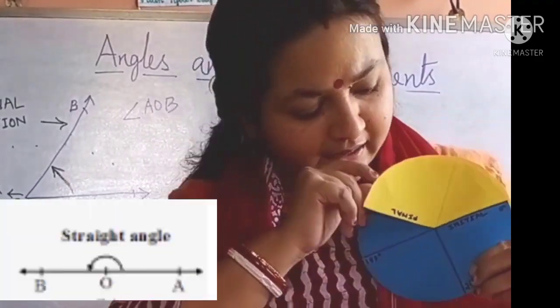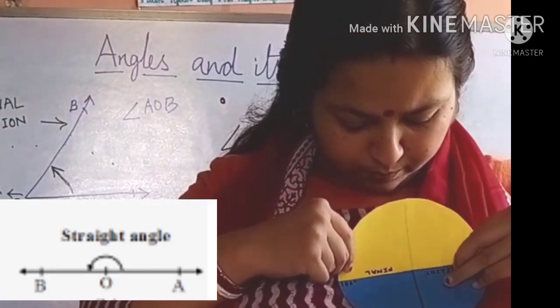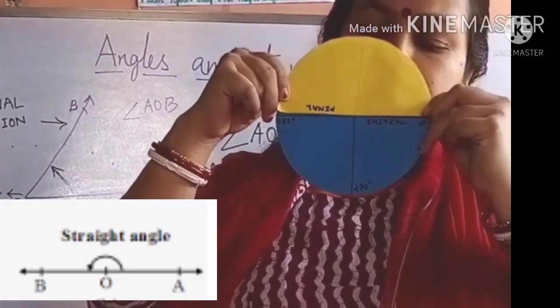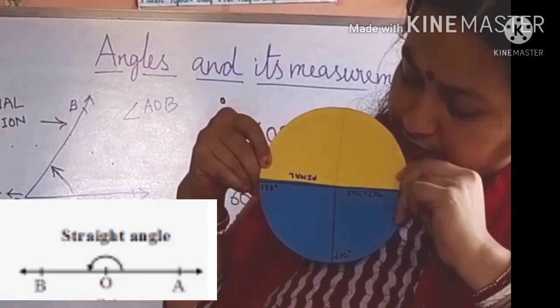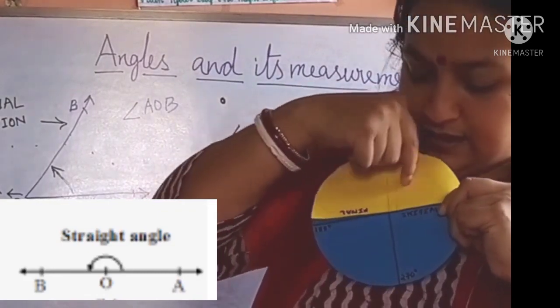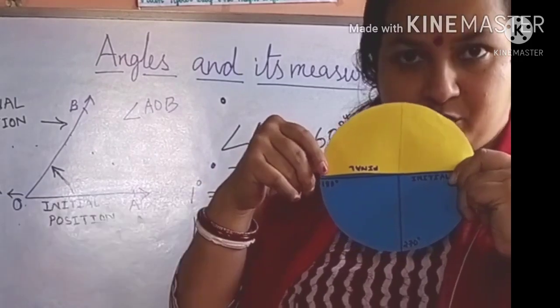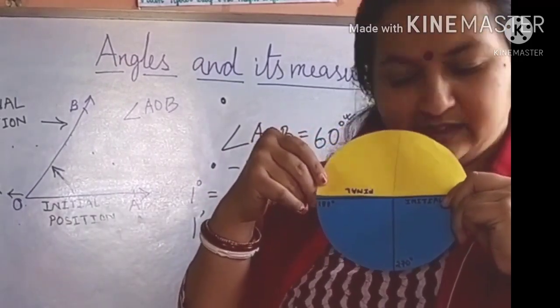When the angle is a straight line, see, when I move this yellow paper like this, it forms a semicircle. Can you see this? So this angle is a straight angle, and the magnitude of this line is 180 degree. A straight line always forms 180 degree.